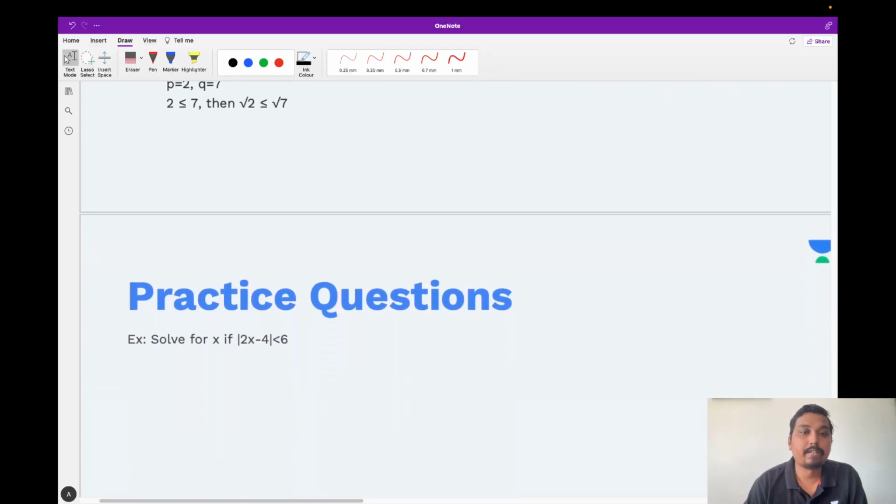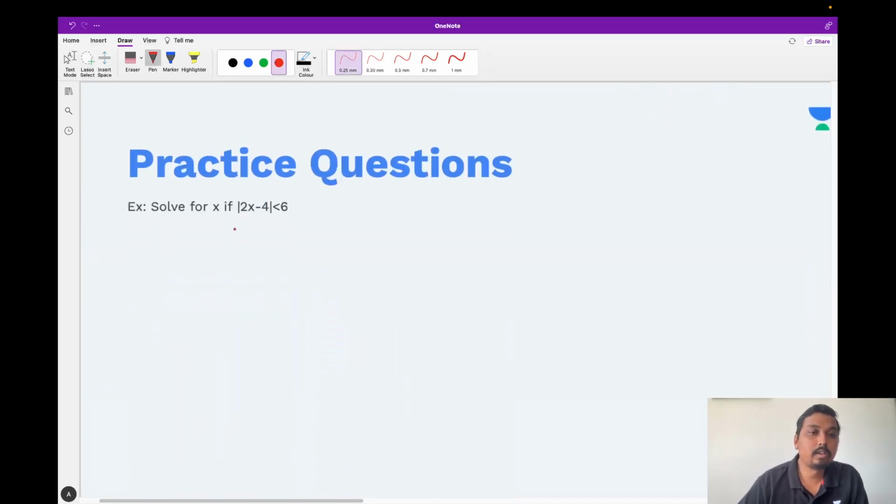So this is our first question. I'll solve it for you guys, so don't worry at all. Just now I told you, absolute value and inequalities cannot be taken away. Okay, so we'll see some normal polynomial and absolute values. Now I have been provided with |2x minus 4| is less than 6.